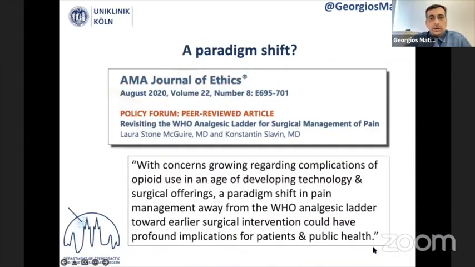And this is not what I'm saying. There have been publications on this topic. One of them is the article of Dr. McGuire and Dr. Slavin, 2020. And the authors are saying that actually now we have a trend or a paradigm shift toward an earlier surgical intervention. And this could have profound implications, not only for our patients, but also for the public health.